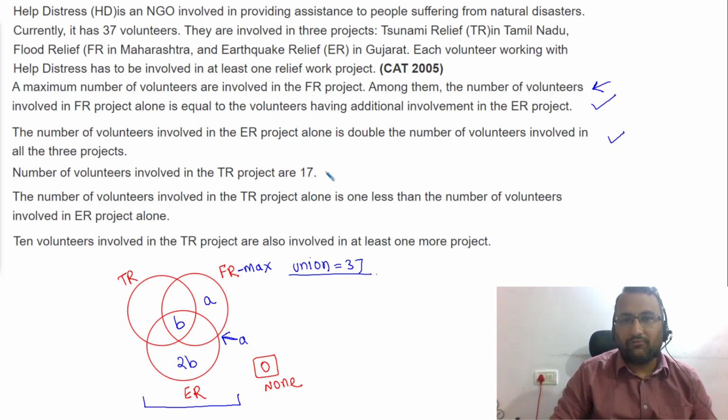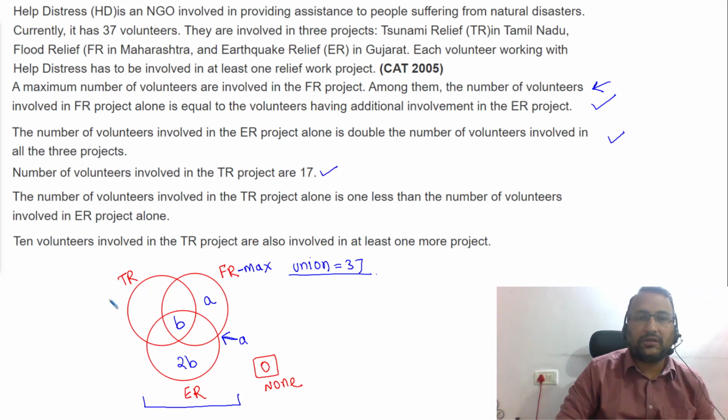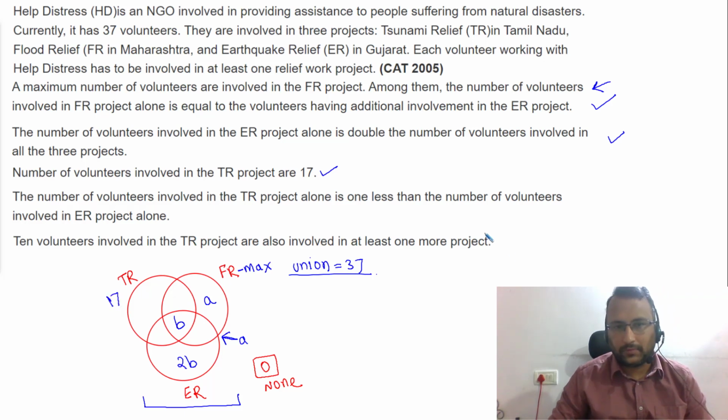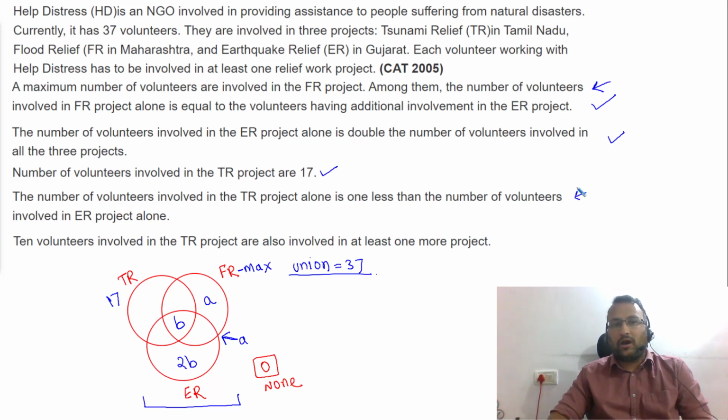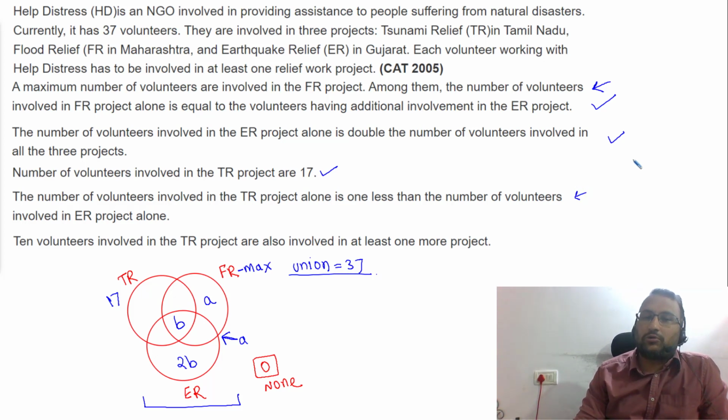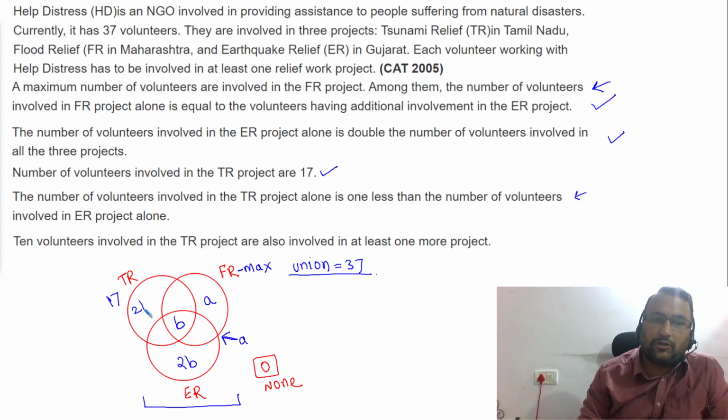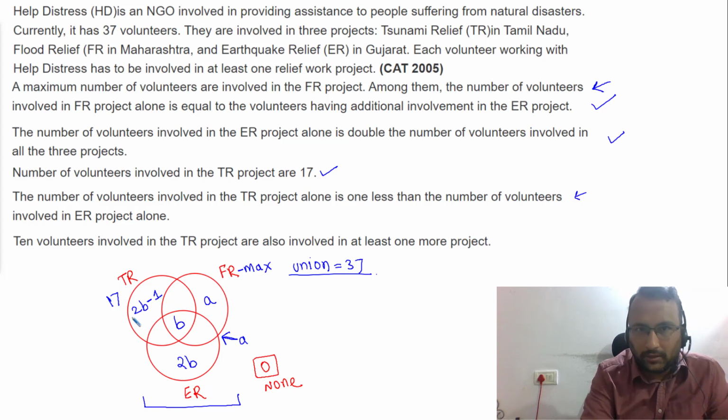Then we are done with this statement. Now the third statement. The number of volunteers involved in the TR project is 17. After that, the number of volunteers involved in the TR project alone is 1 less than the number of volunteers involved in the ER project alone. ER project alone is 2B, and 1 less than 2B. So this is going to be how much? 2B minus 1. This is TR alone.